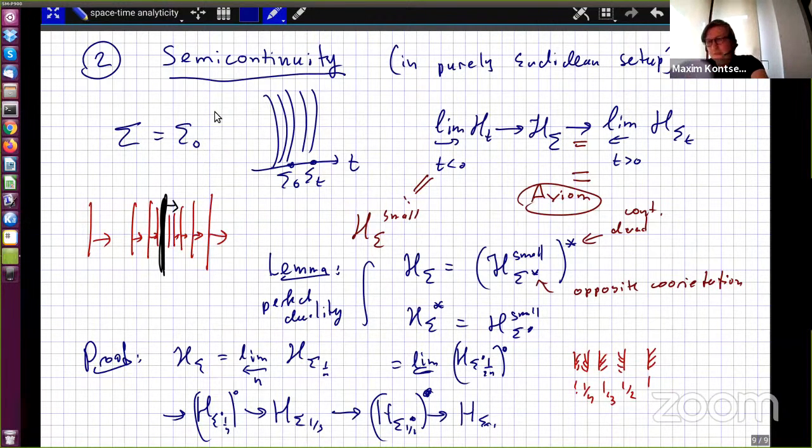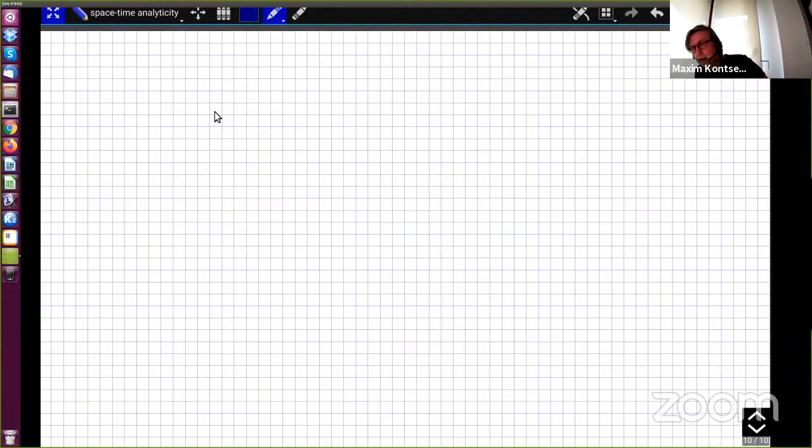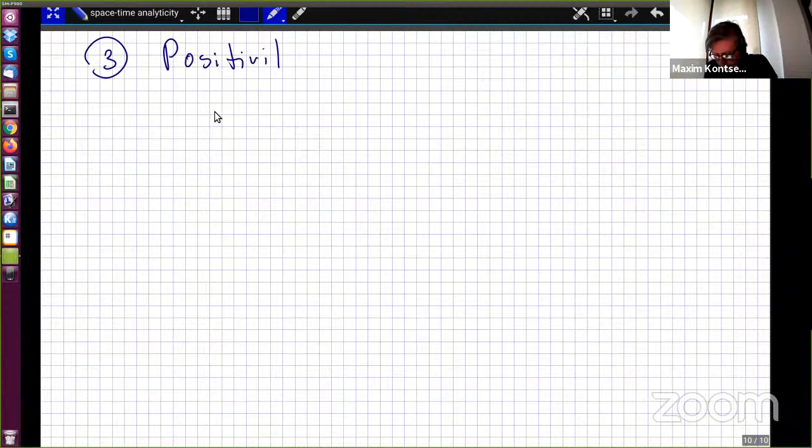Okay, so that's all the story which we want to say about semi-continuity, and it served to repair the problem that my categories were not unital categories. It's because it's really about approaching the identity element. Okay, so that's a very general remark. And now the third story is about positivity. Yeah, in fact, first I should maybe say about the reality condition.